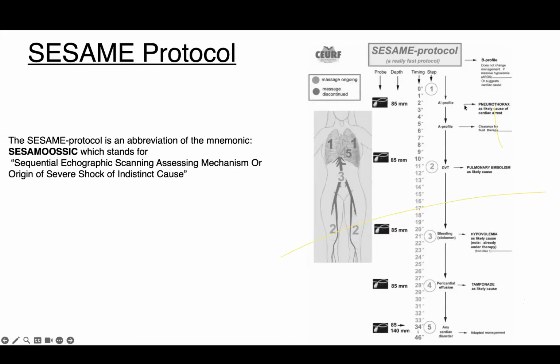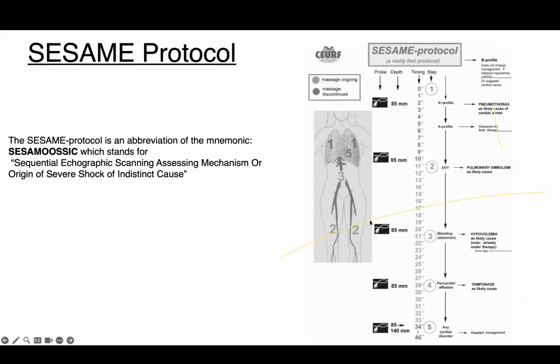So first you need to assess whether there is a pneumothorax as a likely cause of arrest. So you assess for an A-dash profile. If it is not there, then it is likely to be an A profile. That means the patient is clear for fluid therapy. So if you are suspecting the patient to be hypovolemic, then you can administer fluids. Then you come to the legs. You do a DVT scan and assess for pulmonary embolism as the likely cause.